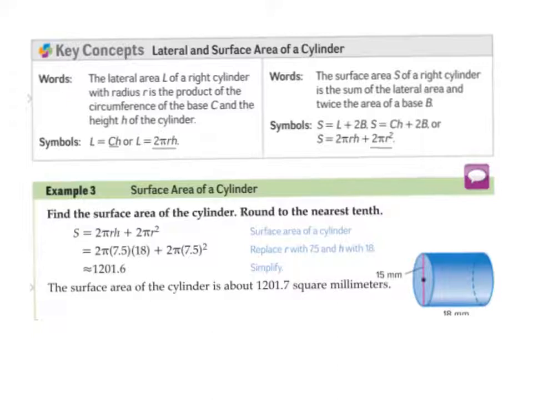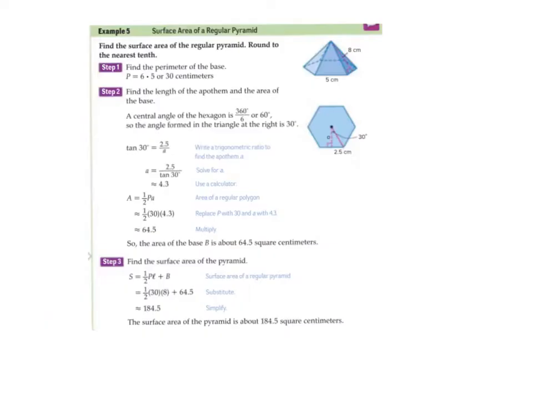And again, you've got the formulas. It will be on your reference sheet if and when you ever take an exam. But there's the formula, quote the formula, substitute in the information that you've been given and solve according to what it wants, which we know is one decimal place, so it's 1201.7 square millimetres.